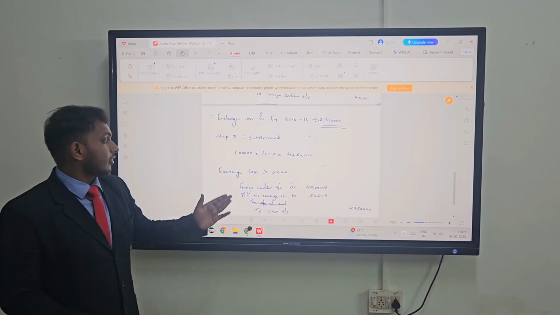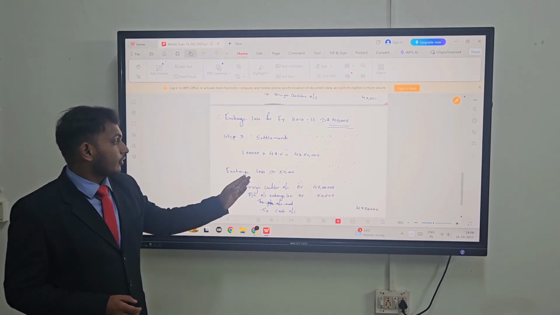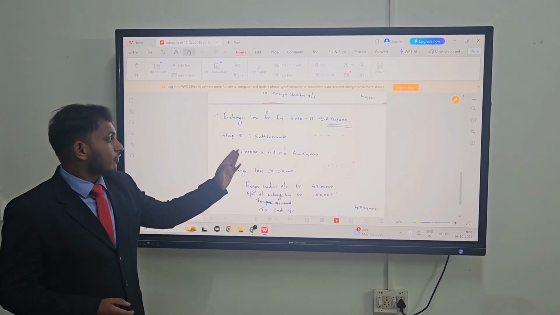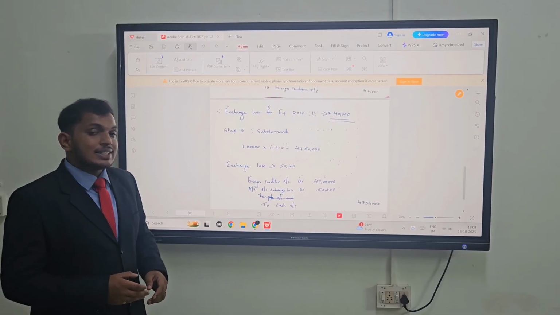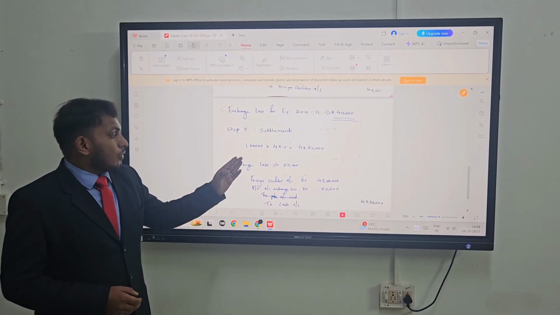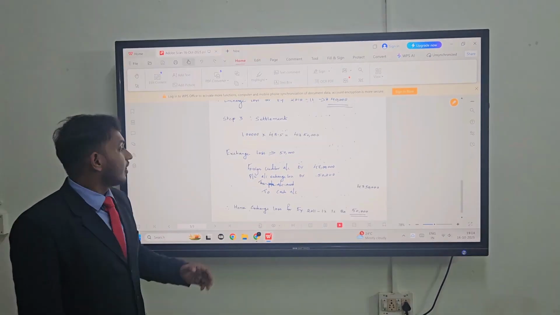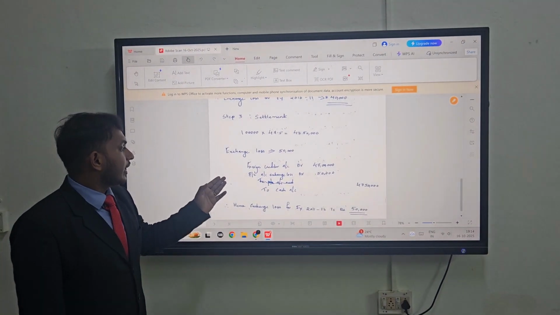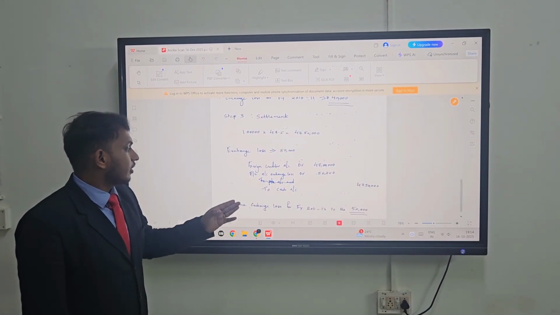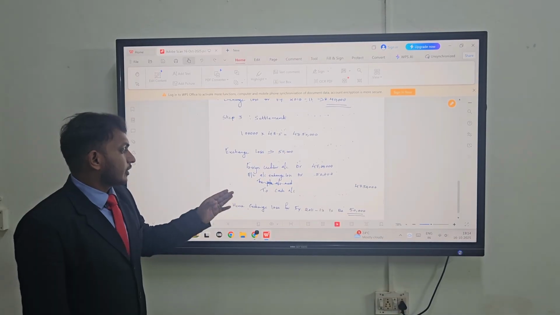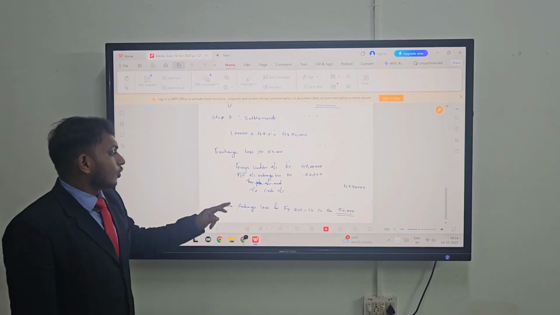Step 3 is settlement. Payment was made on 5th August. The exchange rate on that date is 47.5. When we multiply 1 lakh with 47.5, we get 47,50,000 rupees. When we compare the balance sheet date amount with the payment date amount, we get a loss of 50,000 rupees. That loss must be debited to the P&L account. Then the entry will be foreign creditors account debit 47 lakh, P&L account exchange loss account debit 50,000, to cash account 47 lakh 50,000. Hence, the exchange loss for the financial year 2011-12 is 50,000 rupees.